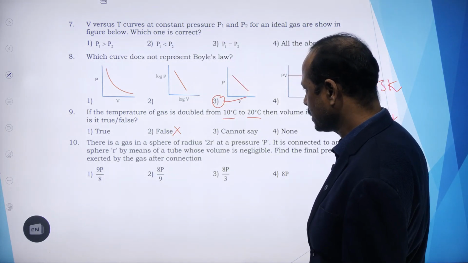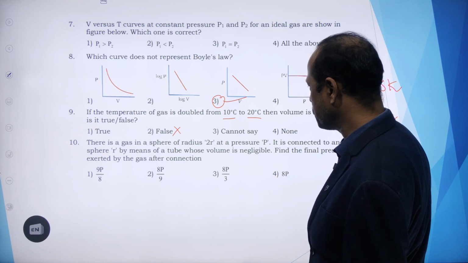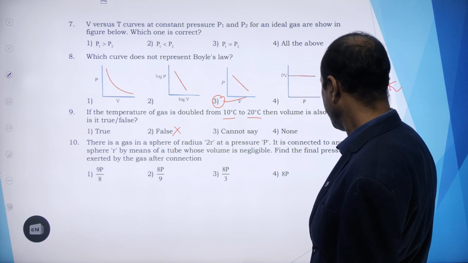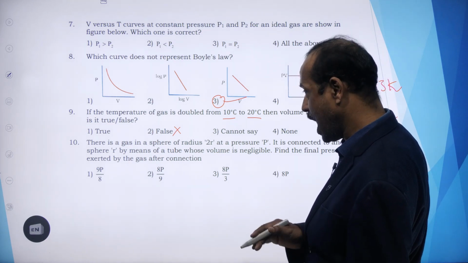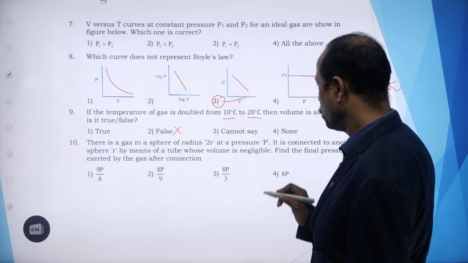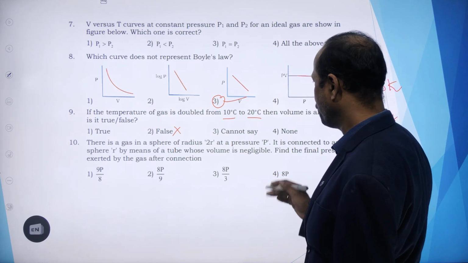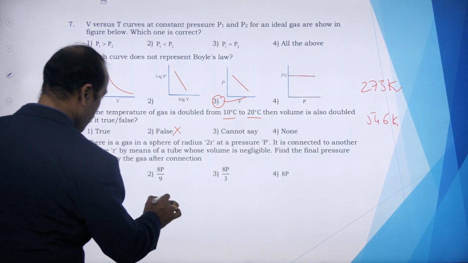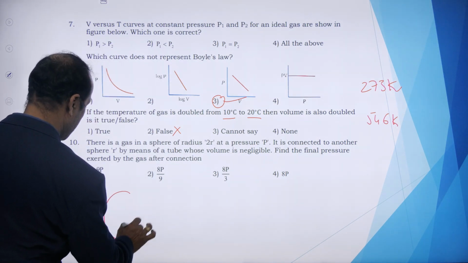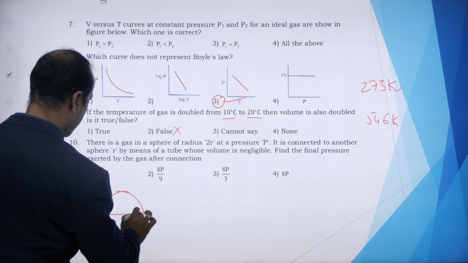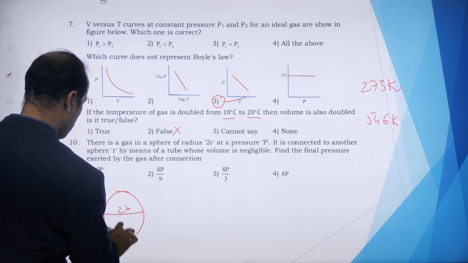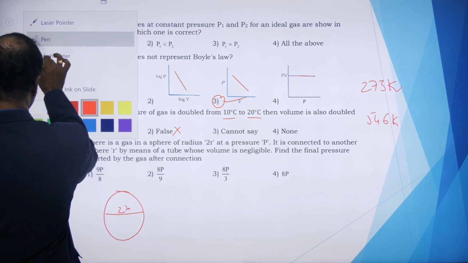Now here, last and final one. There is a gas in a spherical vessel of radius 2r at a pressure P. It is connected to another sphere of radius r by means of a tube whose volume is negligible. Find the final pressure exerted by the gas after connection. So see students, here there is one sphere. Try to understand the question. Here one sphere, and this sphere's radius is 2r. So radius means what? Only half, right?